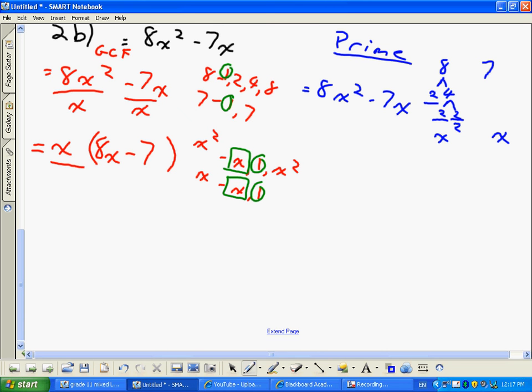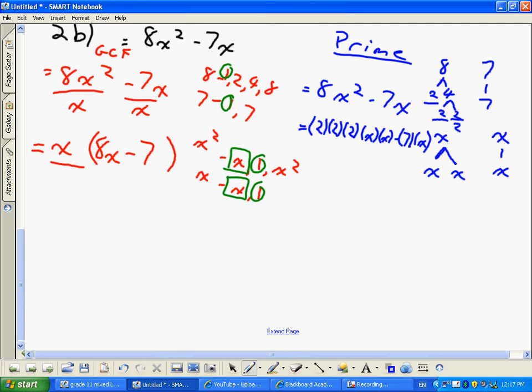7. Can I break 7 down? No, it's just 7. What about x? Can I break x down? No, it's just x. Can I break x squared down? Yes, x and x. There you go. So now that we have our numbers, we're going to replace them. I'm going to replace 8, like I said, with 2 times 2 times 2. I'm going to replace x squared with x and x. And I'm going to replace 7 with 7 and x with x.